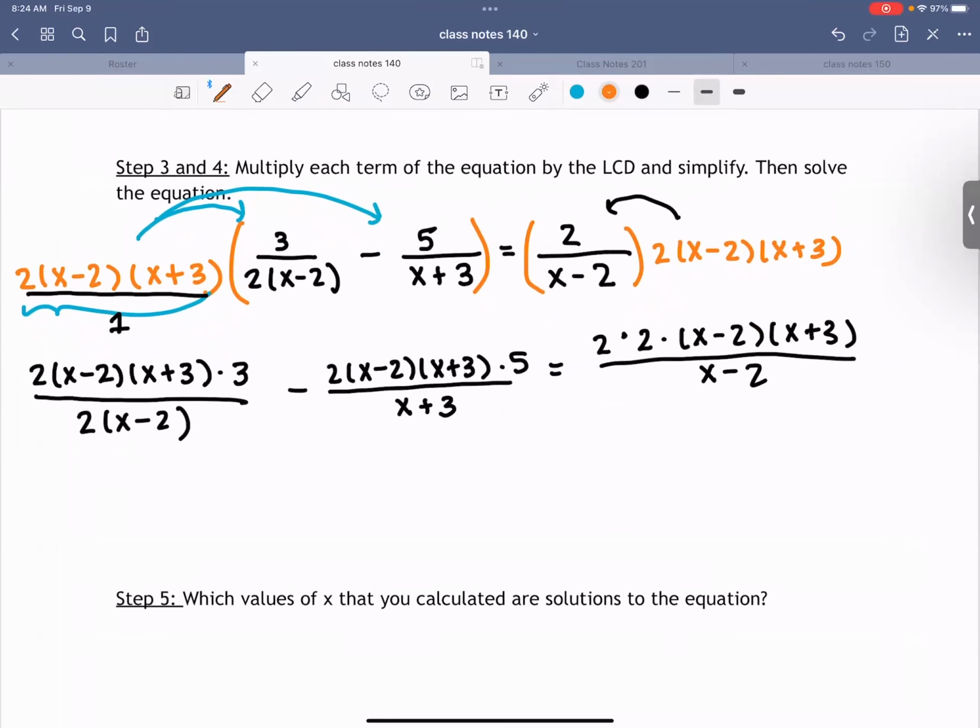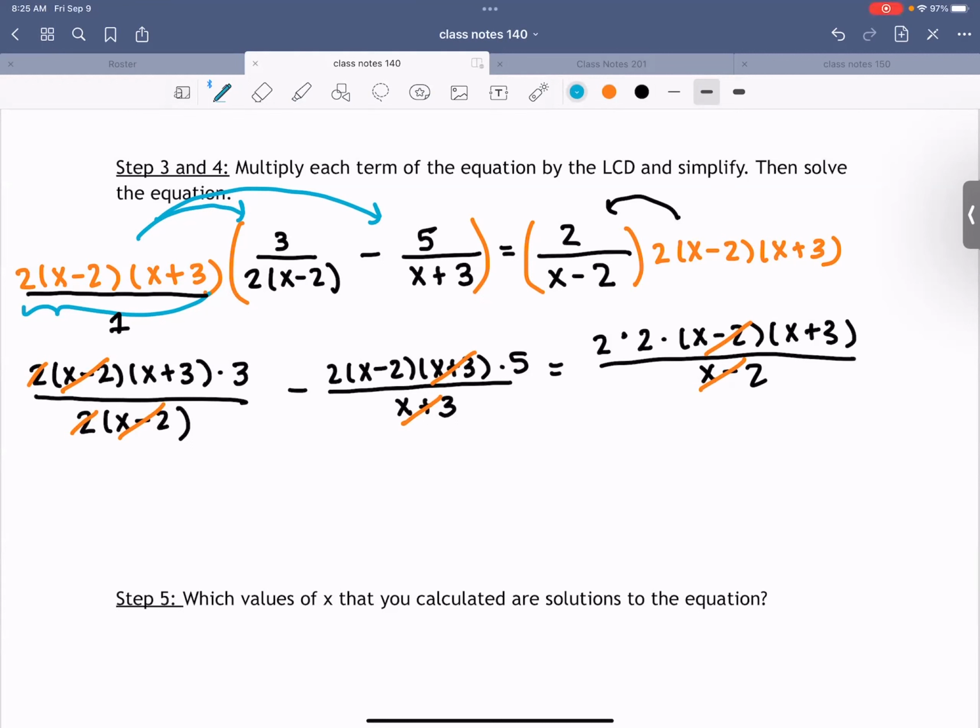Does anyone see anything we could do to simplify this, Stephen? You can cancel the denominator. Yeah, right. On the left-hand side, we have a 2 on top and a 2 on bottom. We've got an x minus 2 on top and an x minus 2 on the bottom. Same thing with the middle term: there is an x plus 3 on the top and bottom. And on the right-hand side, we have an x minus 2 being canceled out. Once we're done doing this, we can write what's left.